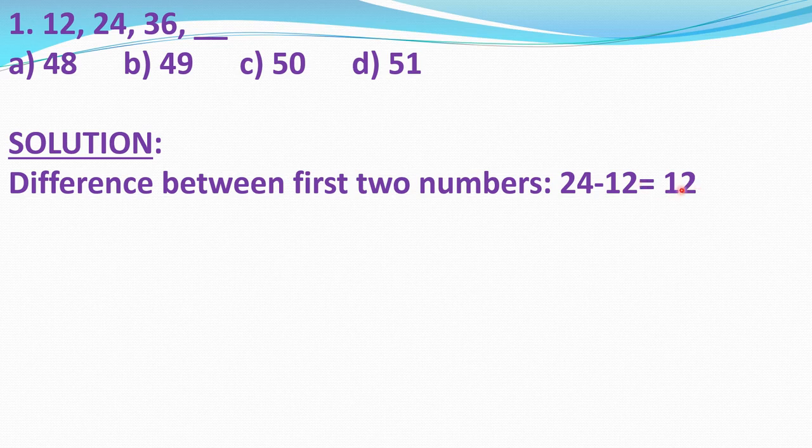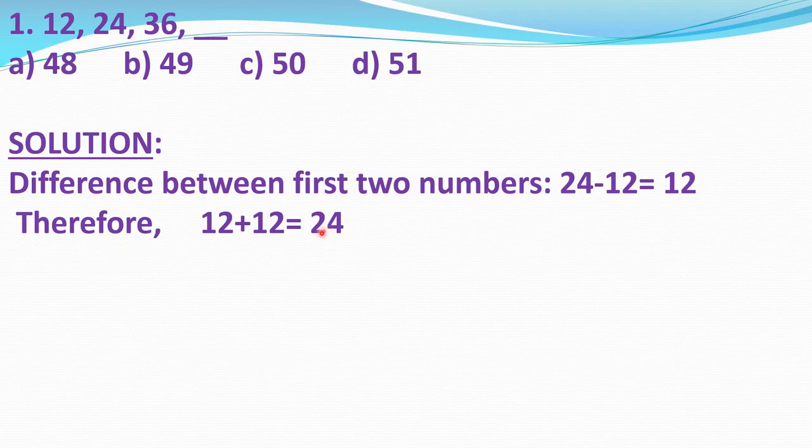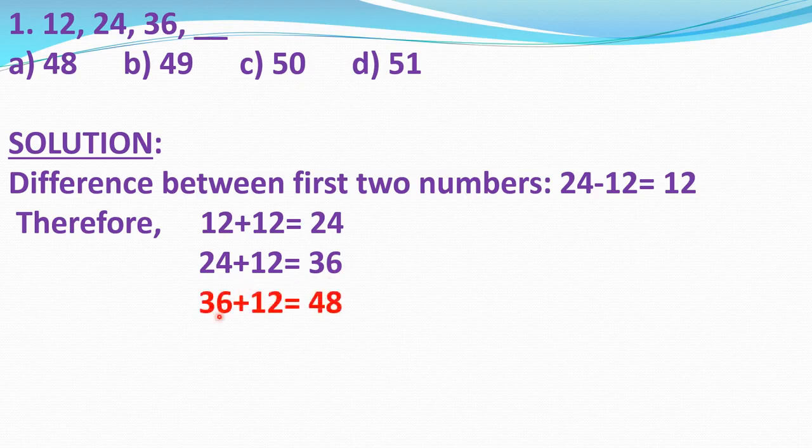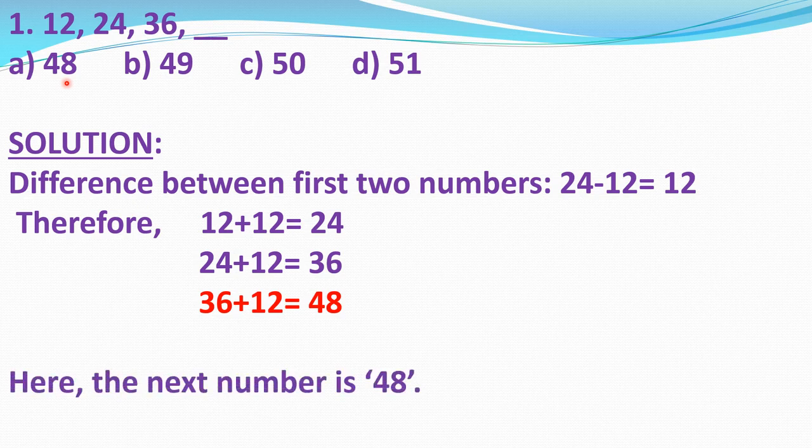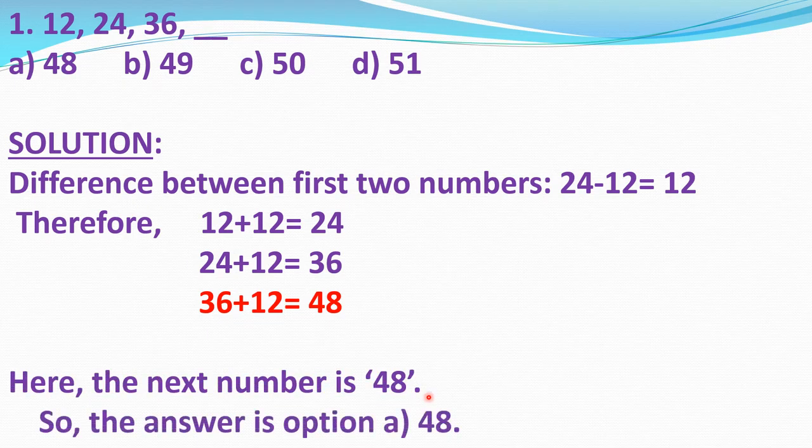And 12 plus 12 is equal to 24. And 24 plus 12, because the numbers are in increasing order, so we are adding the numbers. So 24 plus 12 is equal to 36. Now again to find this number, we have to add 12 to 36. So when we add 36 plus 12, our answer is 48. So this answer is in option A. So our option A is correct, 48. Understood?